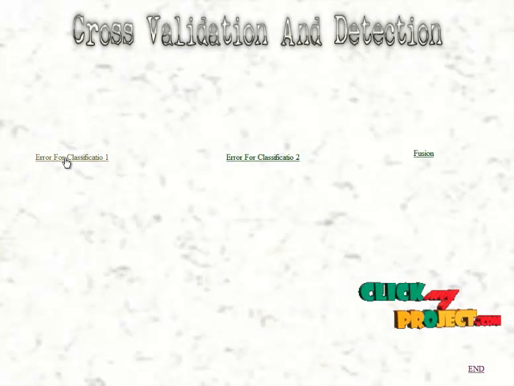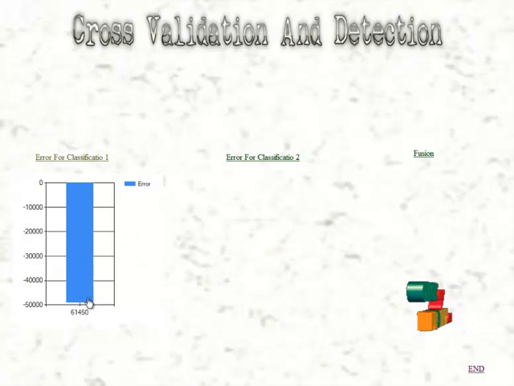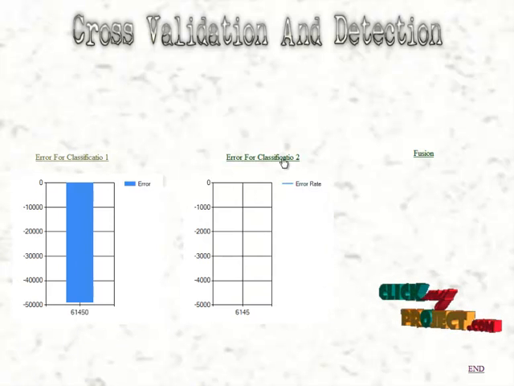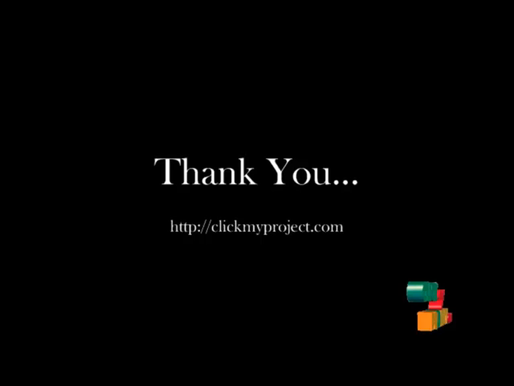And when we click on this view graph button, the error of the classification 1 data sets will be found, and the same thing for classification 2, and the result will be found. This is about our project. Thank you.